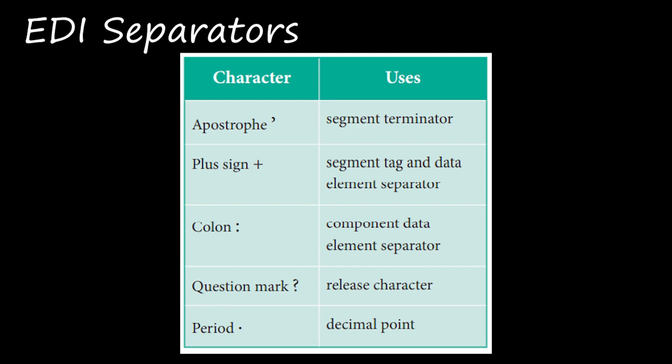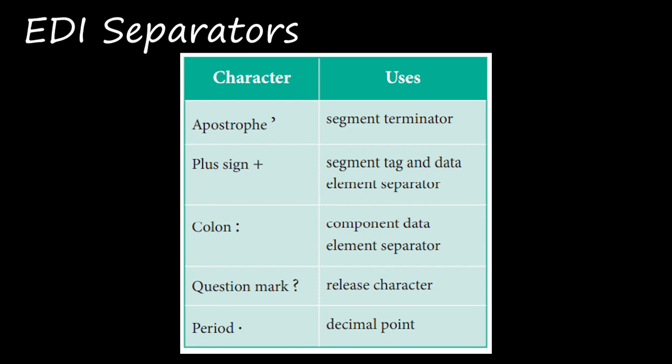The standard separators are also given here, in page number 259. Apostrophe means it is a segment terminator. Plus is segment tag and data element separator. Colon is component data element separator. Question mark is the release character. Dot is the decimal point. So from these symbols, if there are some punctuation marks, you can find out their uses. And if it is given in that format, DTM plus 11, you know that format also. What is DTM? DTM is the segment identifier, and it identifies the date information or the time information.